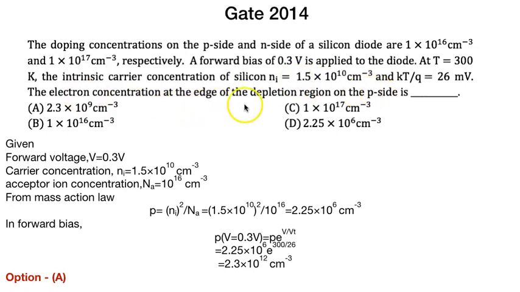The electron concentration at the edge of the P side will be equal to, the forward bias is given, carrier concentration except Ni is given, then n_p is Ni square over Na at 0.3 volts. We get this concentration. n is equal to n_p e to the power V by Vt.